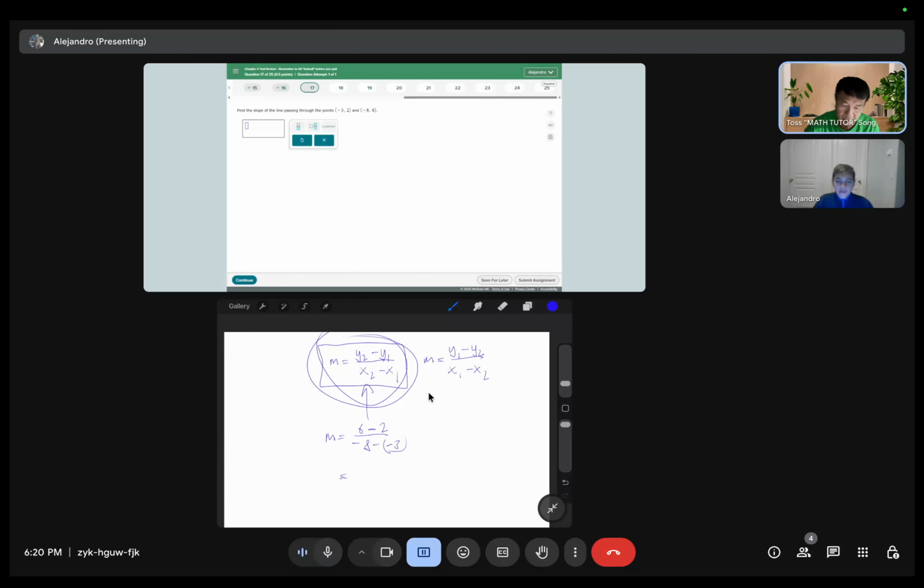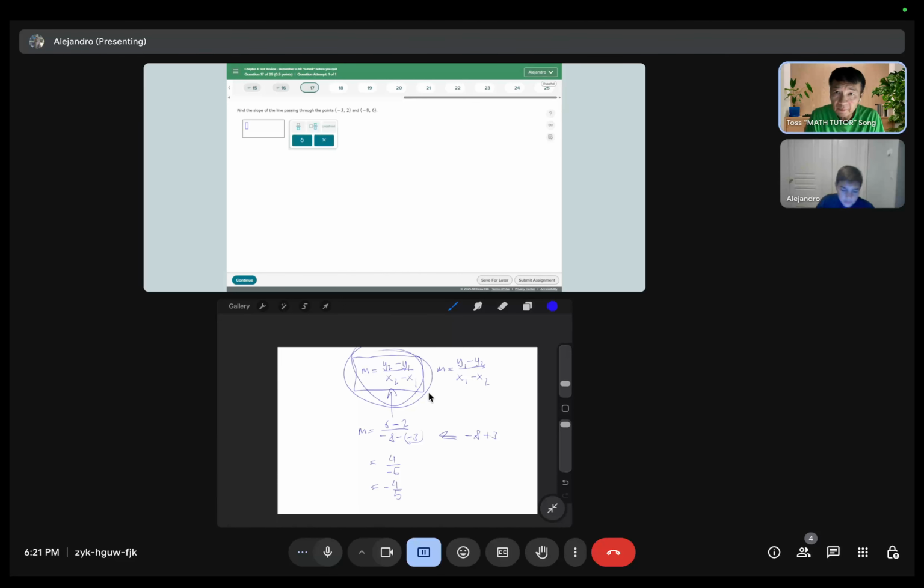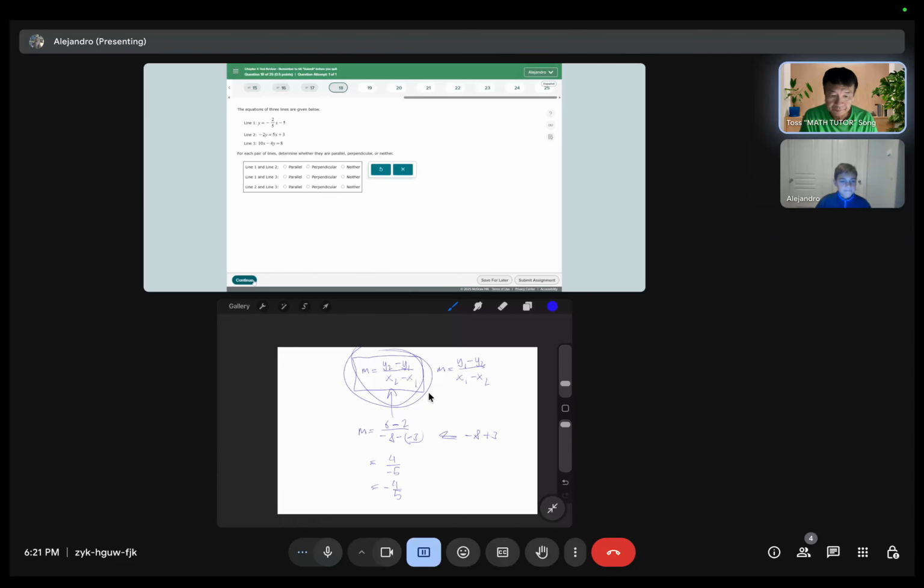So it'll be 4 on top. The bottom here is -8 plus 3. So it's -5. Then in the end, it'll be -4/5. You agree? For the slope. Just the slope. Are you okay? Do you agree, right? Okay. All right.